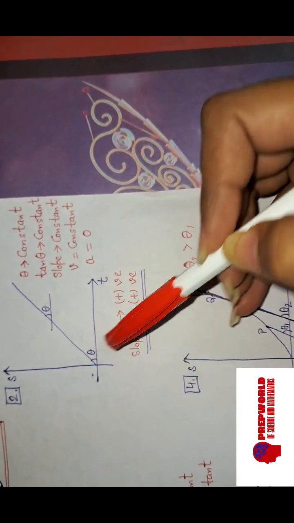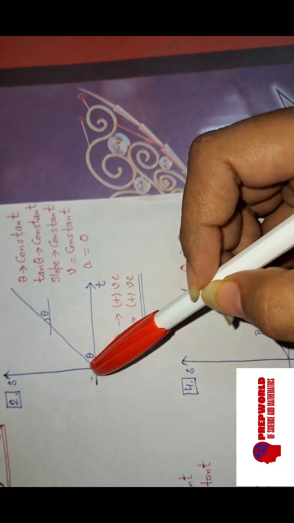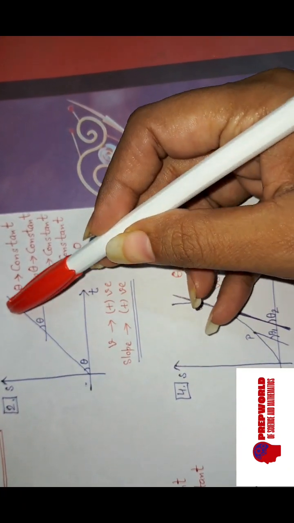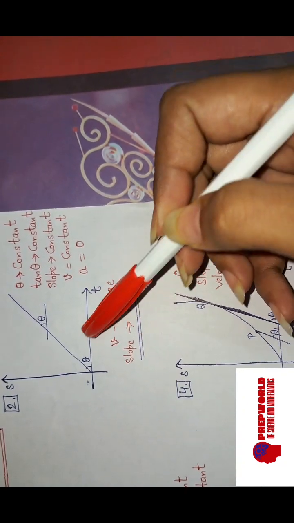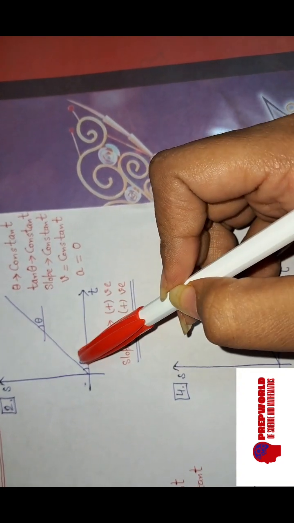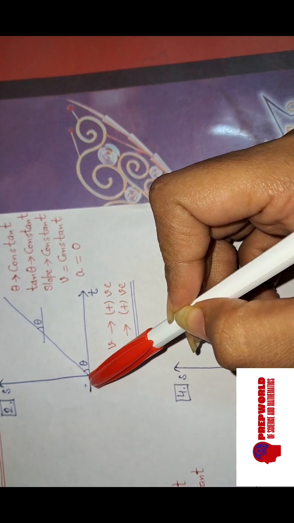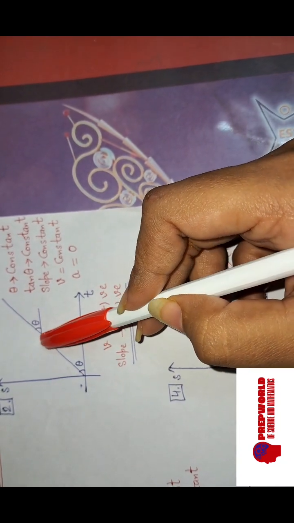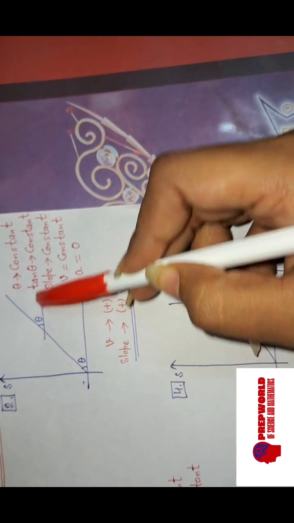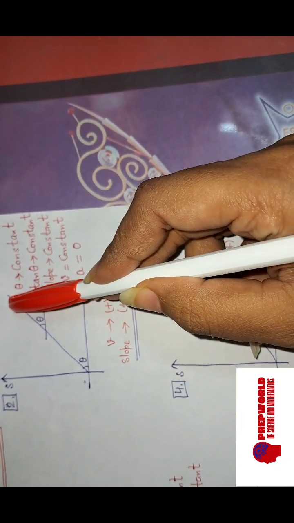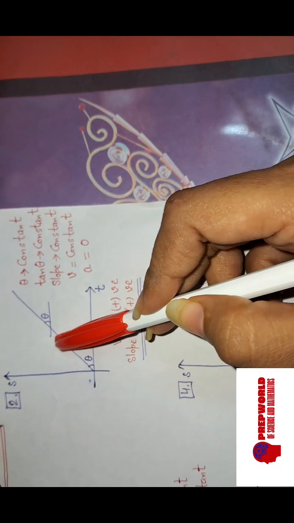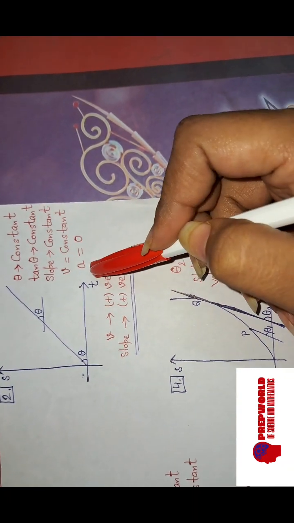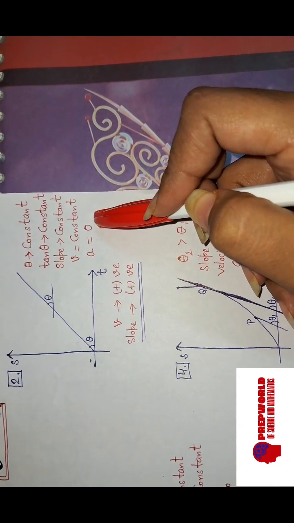Positive velocity means we are having the graph between S versus T with an increasing slope. If the slope is constant, then theta will be constant. See, the same angle which is present at the bottom, the same angle theta will be with the plane at the height of some distance. So the slope is constant and velocity is also constant, then acceleration is equal to 0.